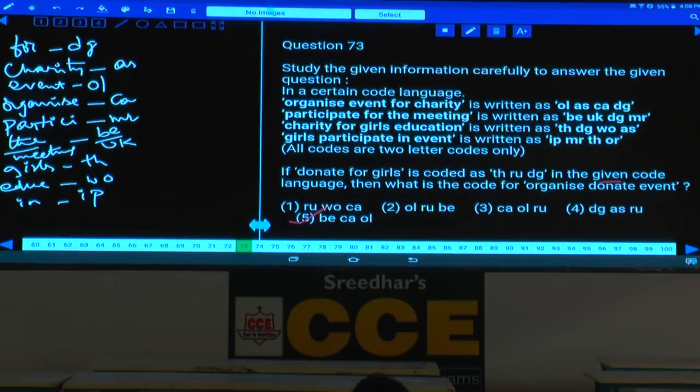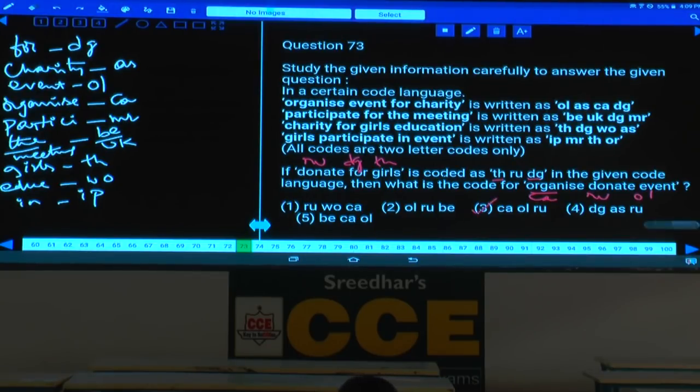Then question number 73. If donate for girls is DG, and the code for girls is also there, TH, and donate is nowhere given here, the code could be TH, DG or DG, TH. And what is the code for the word donate here? RU. RU is the code for donate. If RU is the code for donate, then what is the code for organize donate event? Organize is CA, donate is RU, and event is OL. CARUOL.